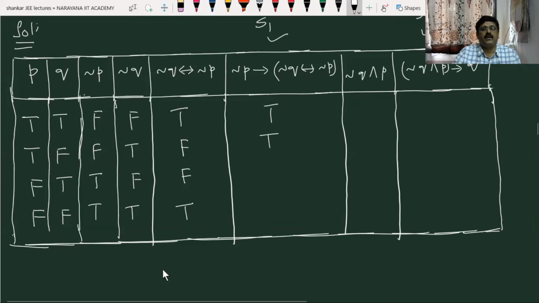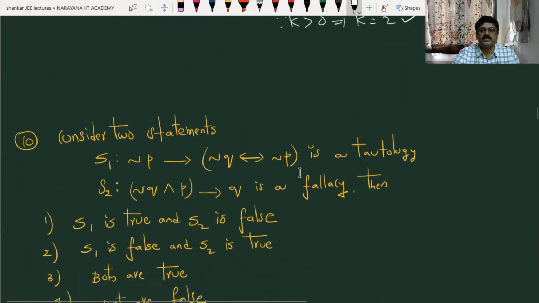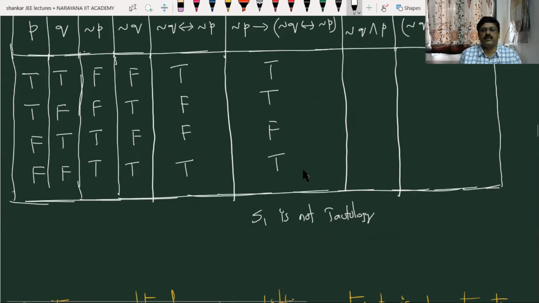Next, T implies F. T implies F means F, students. And T implies T is also T. So here, why it is not tautology? Because all are T's except this. So S1 is not tautology. Right, next. So what they told, S1 is false. That is, S1 is false, students. S1 is false.